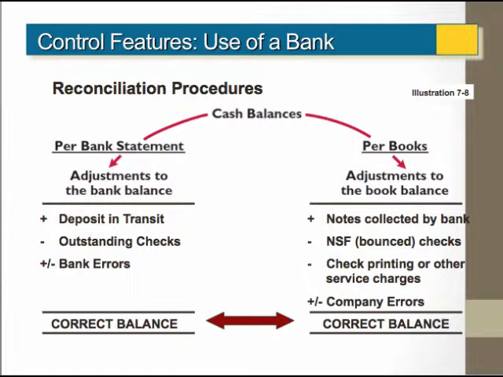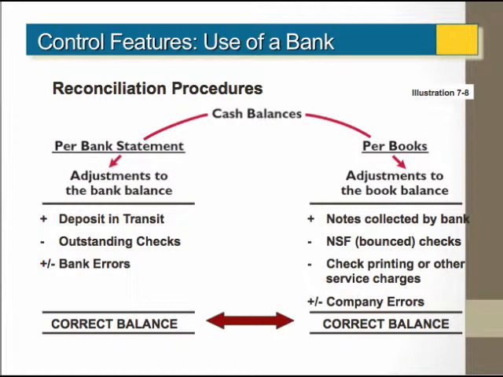Now, if we have received any checks from our customers and those checks have bounced, those bounced checks are called NSF, non-sufficient funds. So typically, when a bank processes a check for us as part of our deposit, if the customer check bounces, they will take the money out of your account. So we need to subtract the dollars out of the balance per books.